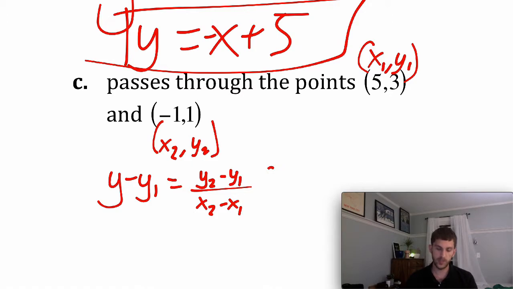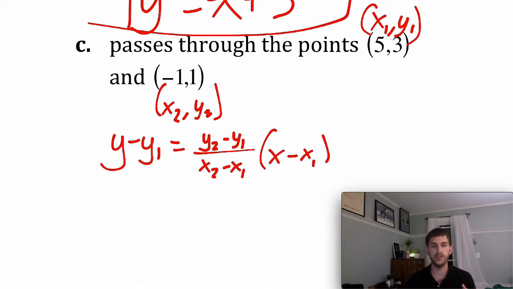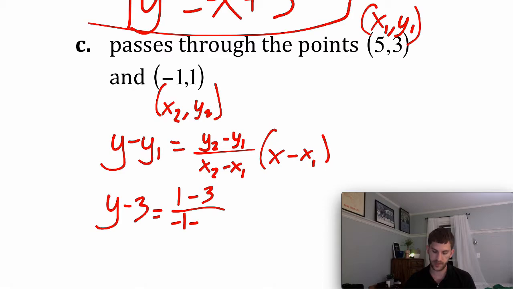Plugging in what we know. Again, it doesn't matter which points we choose to be x1, y1 or x2, y2. If you flip them around, you're going to get a slightly different looking equation, but it's equally right. Plugging in what we have here, we got y minus 3, since we chose y1 to be 3, equals y2, which we said was 1, minus the y1, 3, over x2, which we said was negative 1, minus x1, so minus 5, and then we have x minus our x1 of 5.